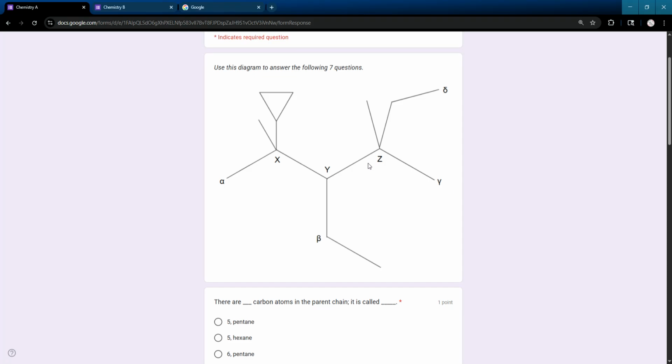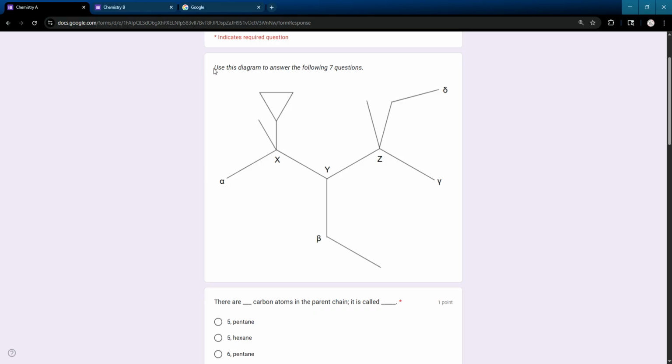Hi, I'm a student learning chemistry, and today I'll be taking two exams, Chemistry A and Chemistry B. After Chemistry A, I'll be doing a Google study for about an hour. Then I'll take Chemistry B to see if the Google study has helped or not.